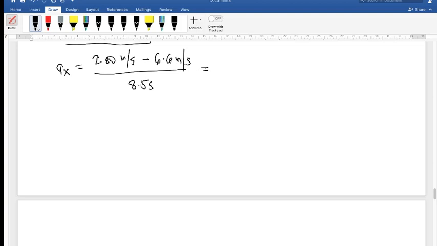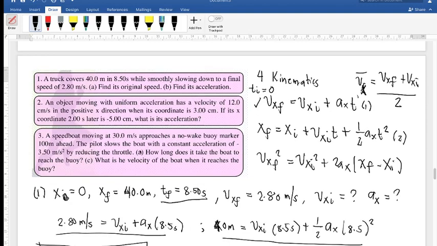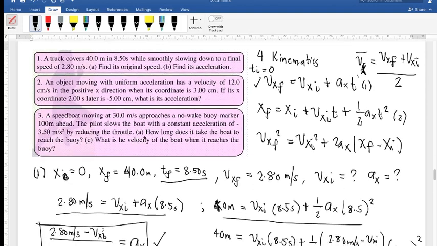So that is approximately negative 0.45 meters per second squared. So the negative means na yung object mo is nag-slow down. Kasi as you can see, nag-slow down siya to a final speed of 2.80. So meaning negative dapat yung acceleration mo.